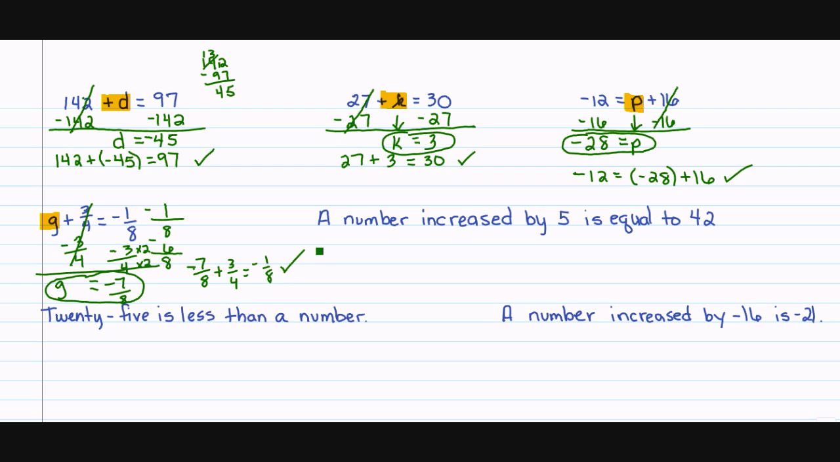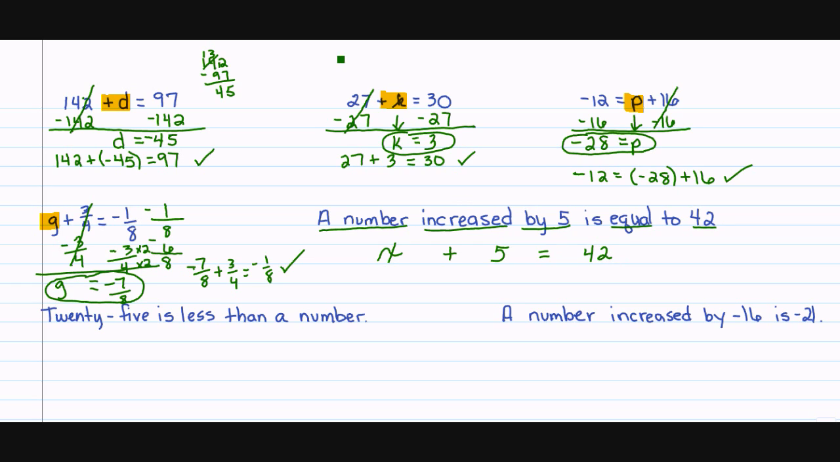Okay. Back to writing algebraic equations. So they want you to write the equation, and then they want you to solve it. Okay, let's take it step by step. A number. I don't know what the number is, so I'm going to use a variable. Increased, plus, by 5 is equal, use both of them, to 42.